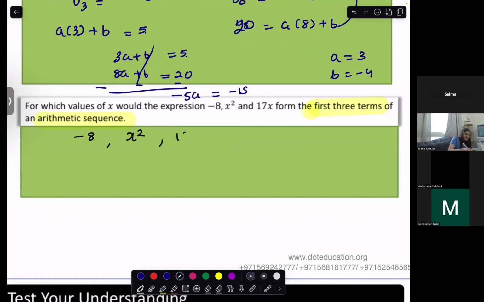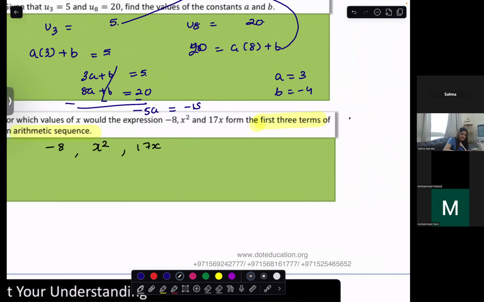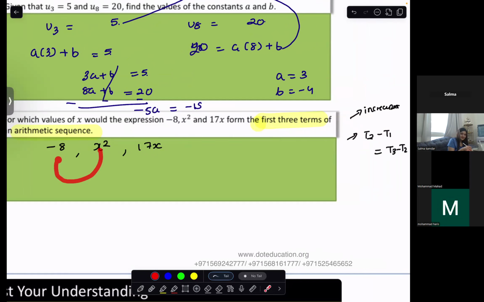Always keep in mind that I want to make these terms an arithmetic sequence, and I have the properties of an arithmetic sequence. It increases by a constant difference. Another property that I know of is that T2 minus T1 is always equal to T3 minus T2. This minus this and this minus this would be equal. That is how I derive it in arithmetic sequence.